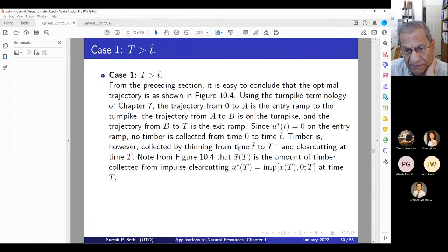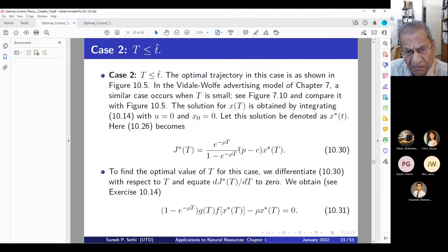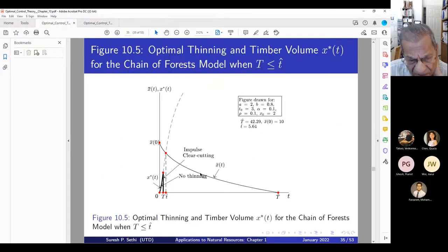So let me just go a little bit forward. Suppose the optimal t was smaller than t hat, right? This formula, this graph. Well, then what happens is you go from 0 along this path, but even before you reach the turnpike, you have to clear cut. So the optimal solution is basically this: no tree, no thinning, and then clear cut. And then you have to take that infinite cycle and find out the profit of that.